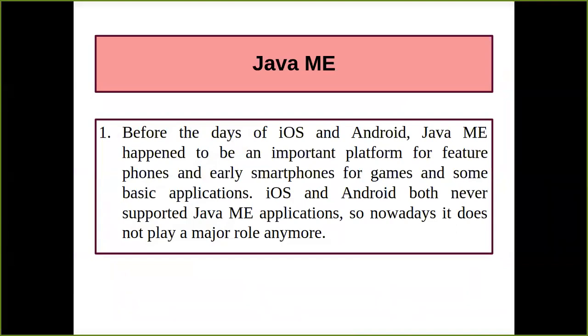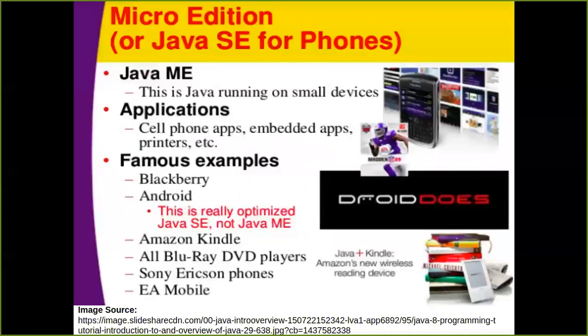When you talk about the micro edition, I told you that the micro edition was in the picture before iOS and Android were in the market. If you wanted applications for mobile phones, we were using Java ME. But as soon as iOS and Android overtook the market, the micro edition no longer plays a major role. Some applications were cell phone applications and embedded applications, which were used in the previous mobile phones, like BlackBerry and Nokia phones, just when Android was initially starting. So they were using ME. Now it is no longer used much.